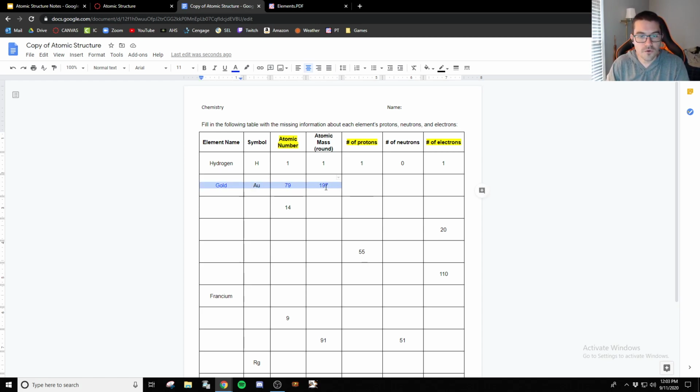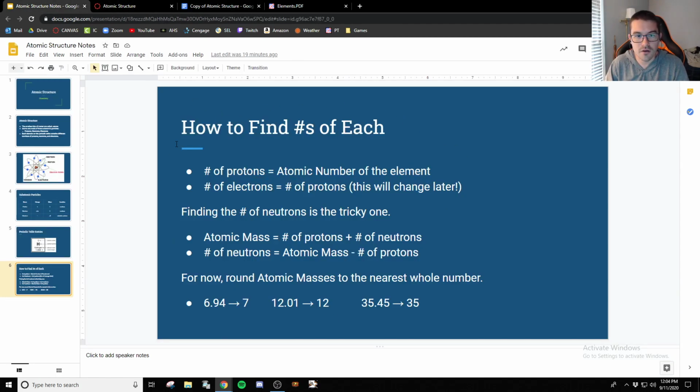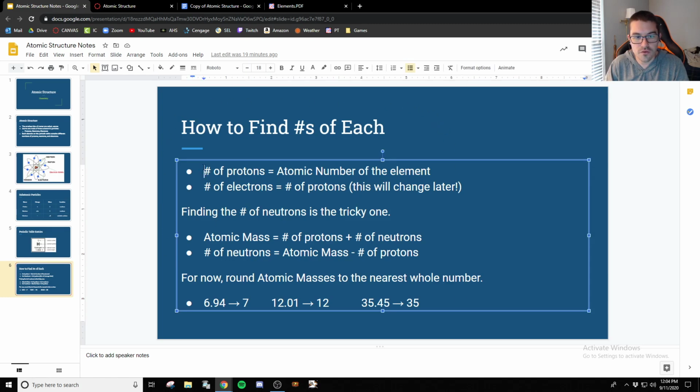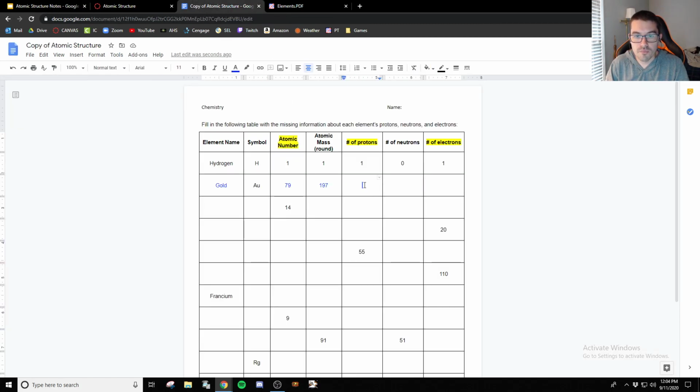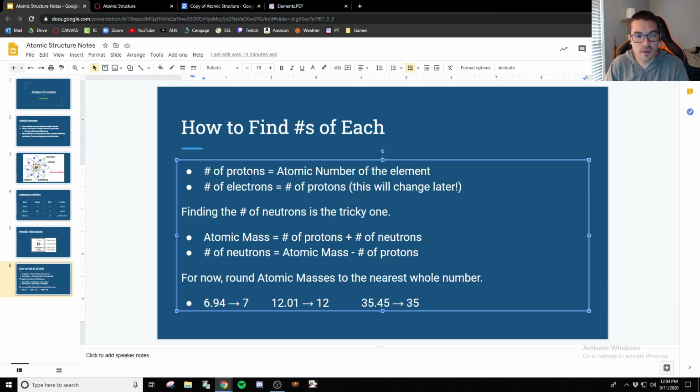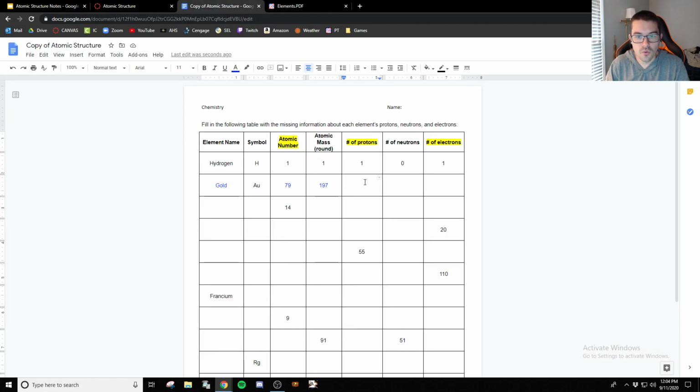Okay, so these first four pieces of information come from the periodic table itself. The next three pieces of information, you're going to need to use this slide here in the notes, which you can find in Canvas. You're going to need to use these rules to find the number of protons, neutrons, and electrons. The number of protons is equal to the atomic number. The atomic number is 79. That means I have 79 protons.